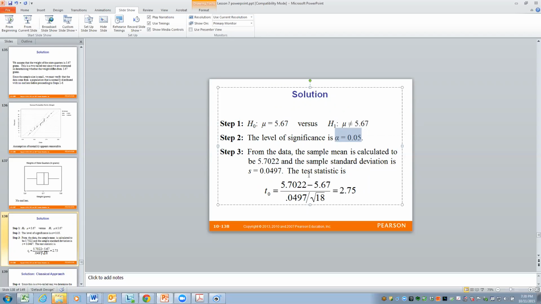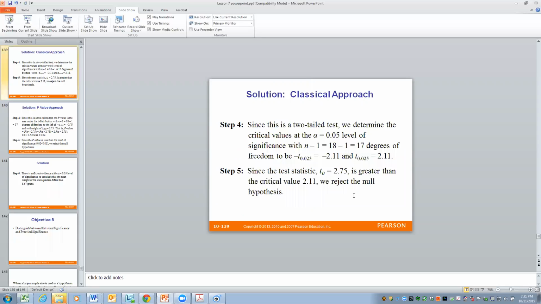If we plug that into our test statistic of x bar minus the hypothesized mean over s over the square root of n, we come up with 2.75 standard deviations. So our average weight is 2.75 standard deviations above the mean. 2.75 standard deviations above the mean seems like it might be something that is significant. So let's go in and look at our table.